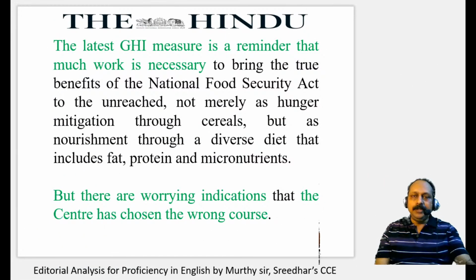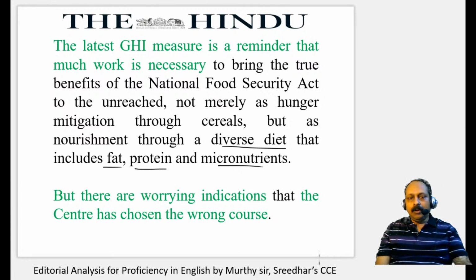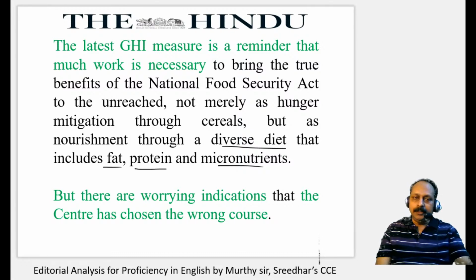The latest GHI measure is a reminder that much work is necessary to bring the true benefits of the National Food Security Act to the unreached, to the deprived, downtrodden, not merely as hunger mitigation through cereals, but as nourishment through a diverse diet that includes fat, protein, and micronutrients. These are all essential. Besides the carbohydrates, fat, protein, and micronutrients, very important. And that's what the editorial talks about. It is not focusing on cereals but as nourishment through a diverse diet that includes fat, protein, and micronutrients.